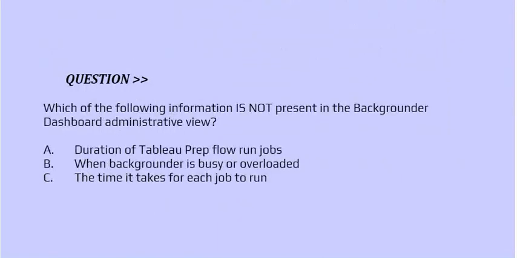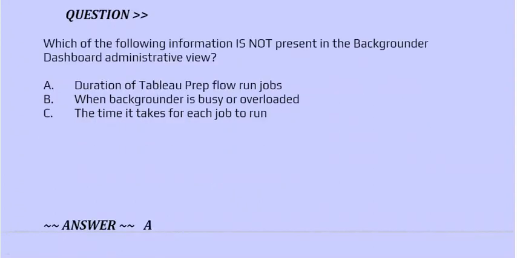Next question is which of the following information is not present in the background tasks administrative view? Option A. Duration of Tableau Prep flow run jobs. Option B. When backgrounder is busy or overloaded. Option C. The time it takes for each job to run. Correct answer is option A.